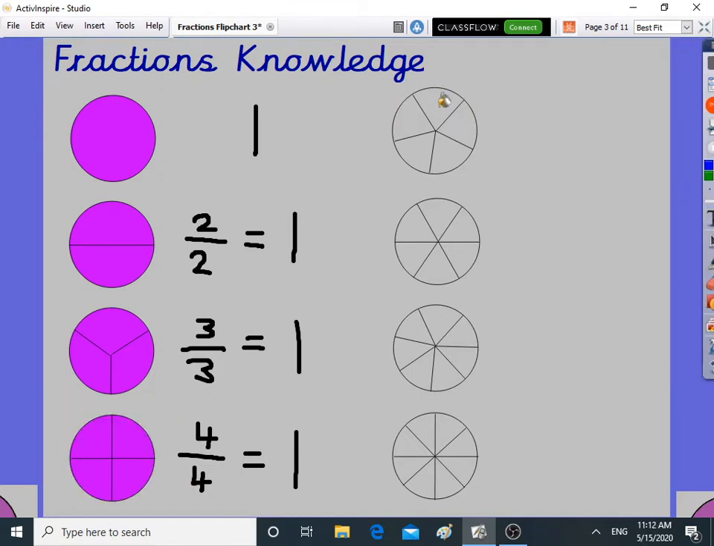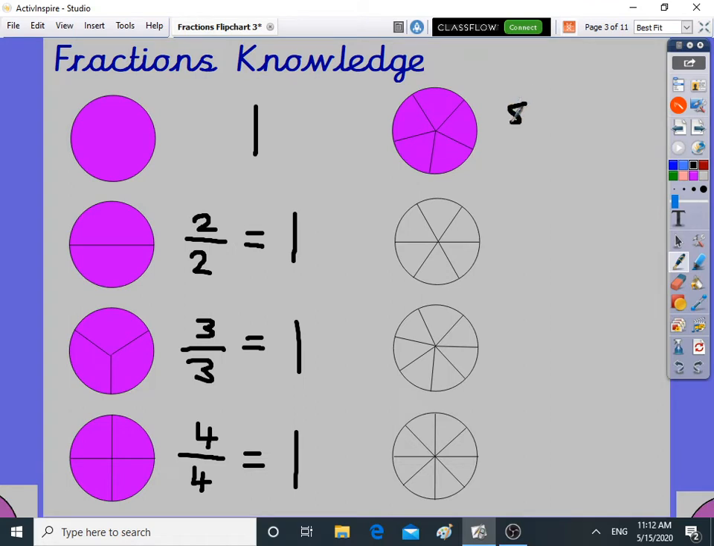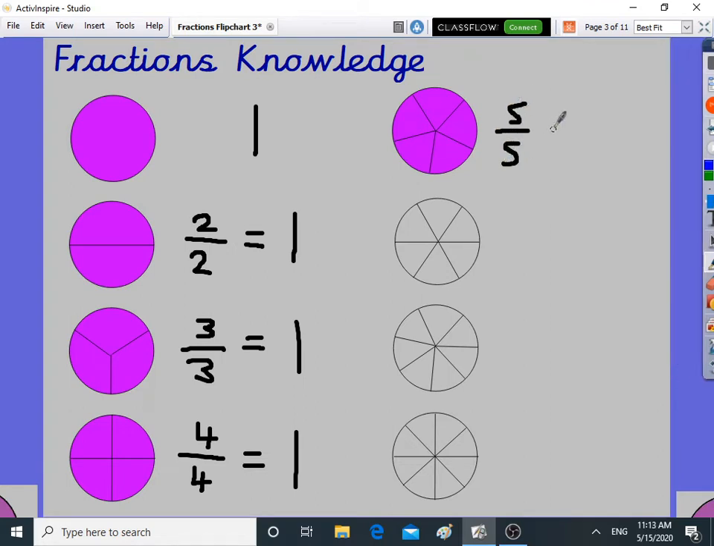If it's in fifths, how many bits do you need to be shaded to have one whole one? 5 fifths is one whole one, isn't it? 5 fifths. That's one whole. What about if it's in sixths?